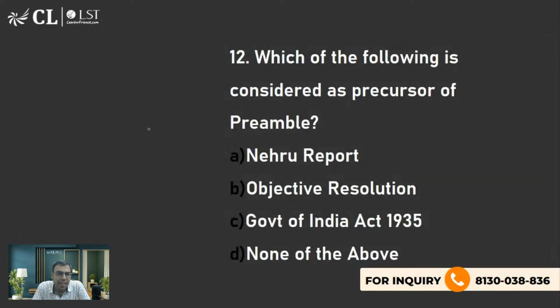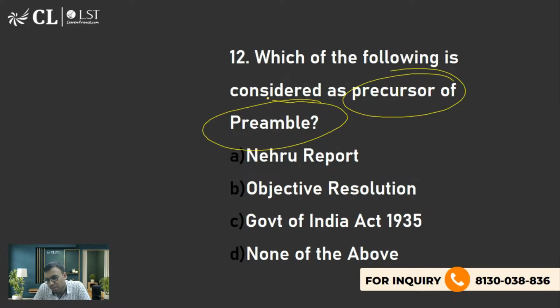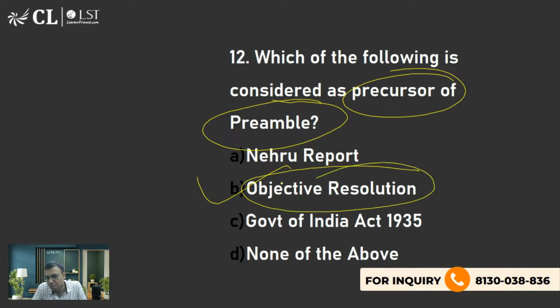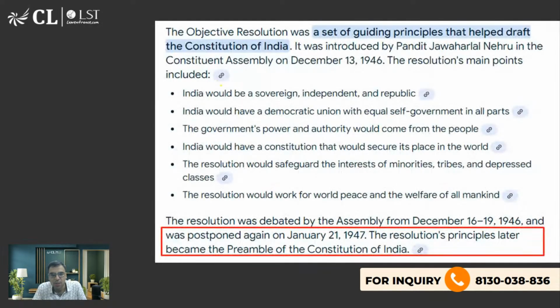Which of the following is considered as precursor of preamble? Nehru Report, Objective Resolution, Government of India Act 1935, none of the above. It was something similar to the preamble, and it was brought before it, है ना. The right answer is option B, Objective Resolution. Yes, Ananya, SPDK, Akshat Verma, you all are right. Objective Resolution. Okay, B is the right answer to this question.